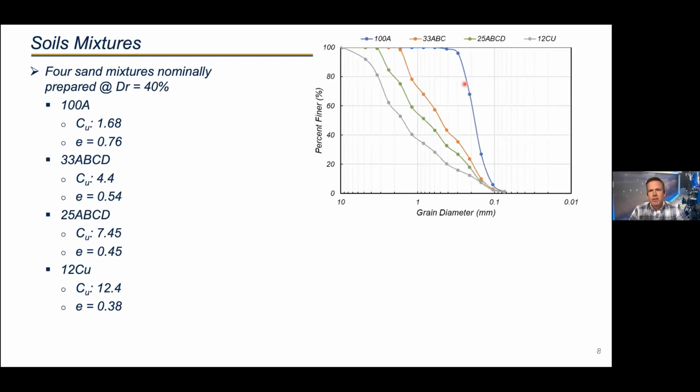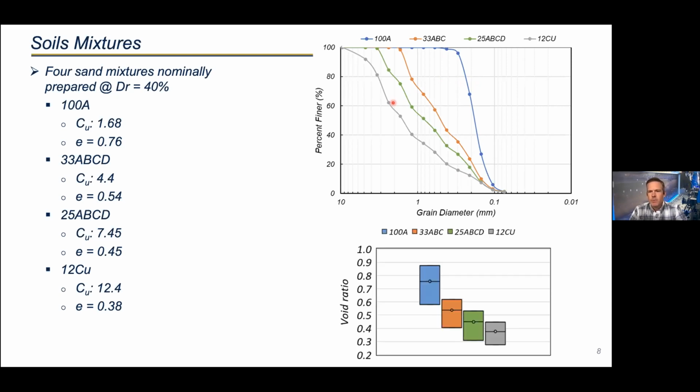If we put the gradation curves together, you can see the 100A material is our conventional poorly graded soil, which is the most prevalent soil in our liquefaction triggering database. Then we've kept the D10 about the same and laid the curve down so it becomes more and more coarse. In the process, we've increased the coefficient of uniformity from about 1.7 to about 12.4. Importantly, as you increase the gradation, the packing efficiency increases, and therefore the possible range of void ratio decreases substantially.